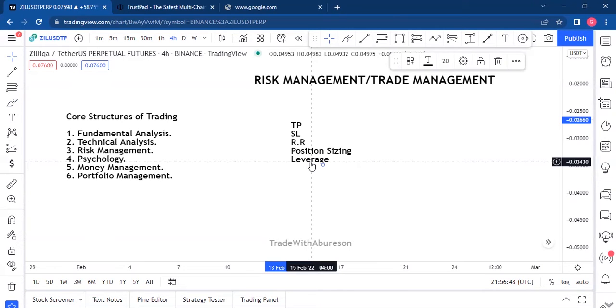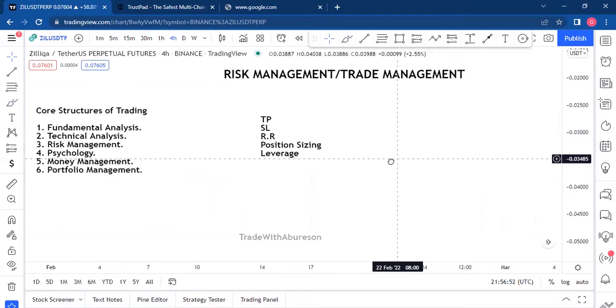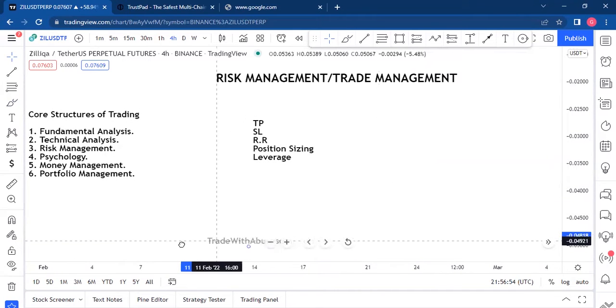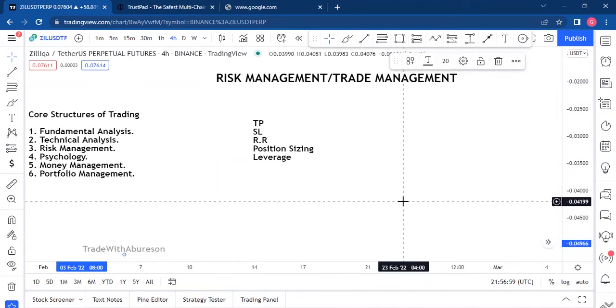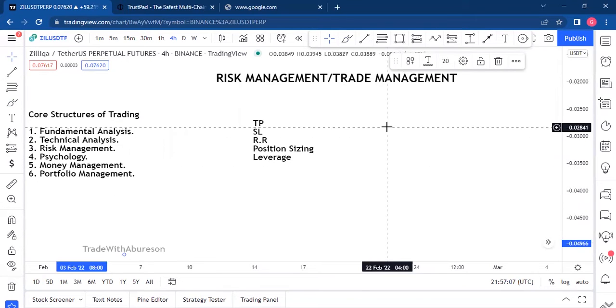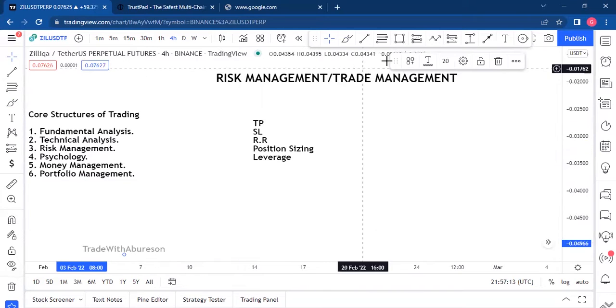Before you go into a trade, you need to have a trading plan. What amount am I willing to risk per trade? What is the amount of money that, if I lose it in this trade, won't affect my portfolio that much? So in this video, we are going to be talking basically about risk management, setting aside every other aspect of trading and discussing risk management alone.